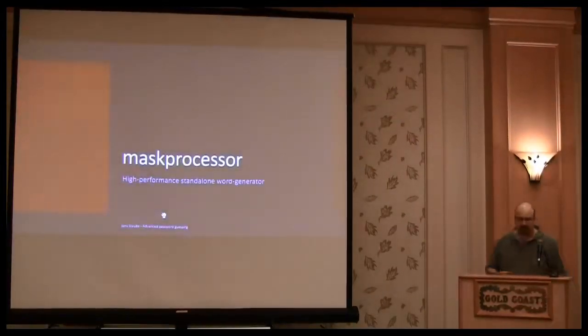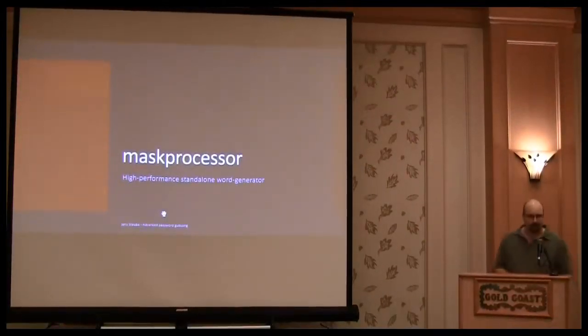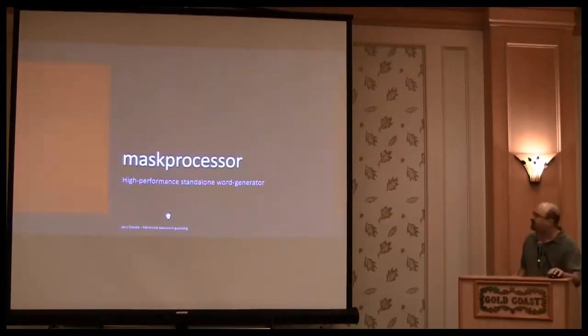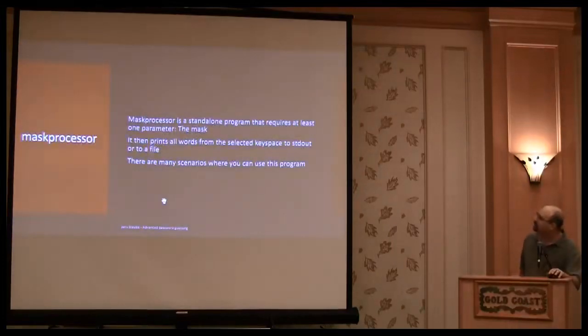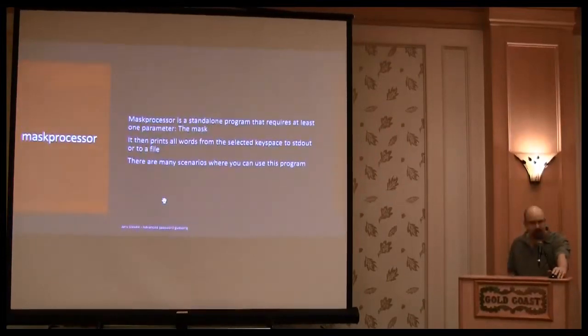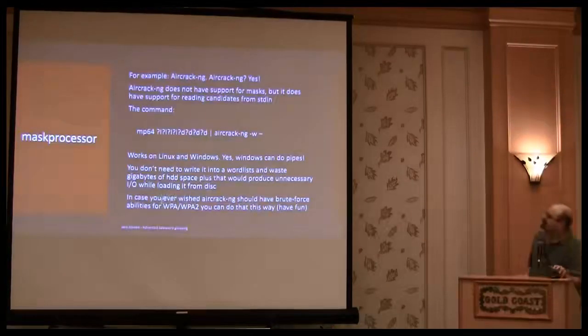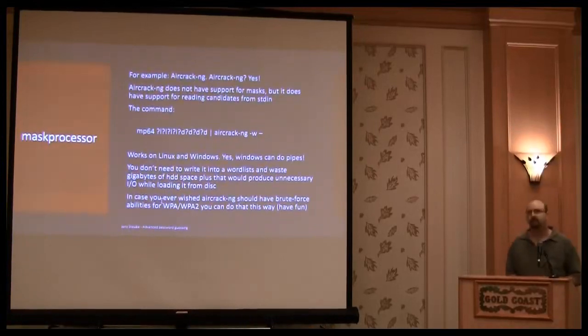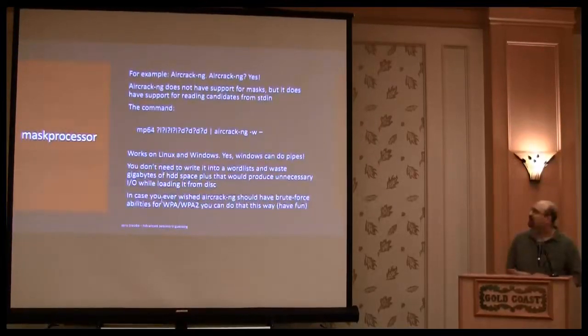The mask processor is a standalone program like Crunch, but it uses masks as a syntax. And it just needs at least one parameter, the mask. There are other parameters you can use, like a starting point and ending point, if you want to distribute your key space. And you can use mask processor, for example, if you want to feed other crackers besides Hashcat.